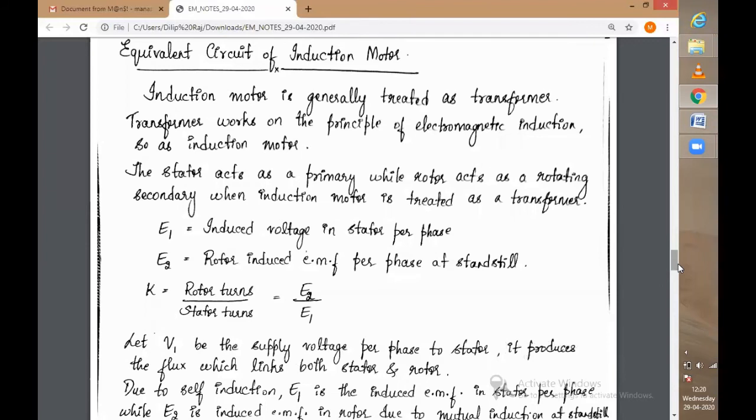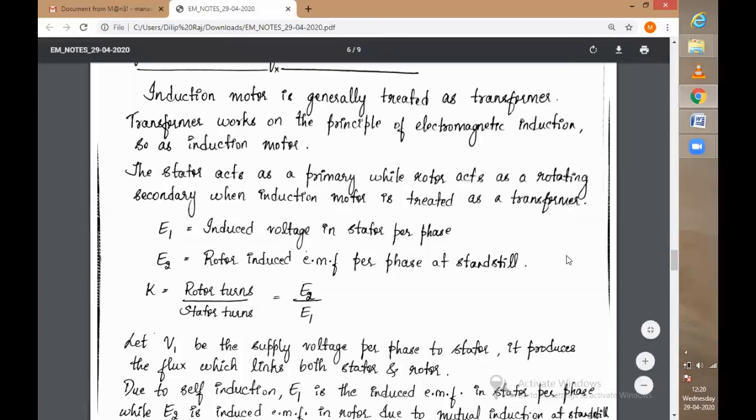Moving on to the equivalent circuit of the induction motor. Generally, induction motors are compared to transformers. This is because both the transformer as well as the induction motor work based on the principle of electromagnetic induction. In an induction motor, we have two major parts, one is the rotor, the other is the stator, whereas in a transformer, we have primary and secondary. So the stator of the induction motor is compared with the primary of the transformer, whereas the rotor of the induction motor is compared to the secondary of the transformer.